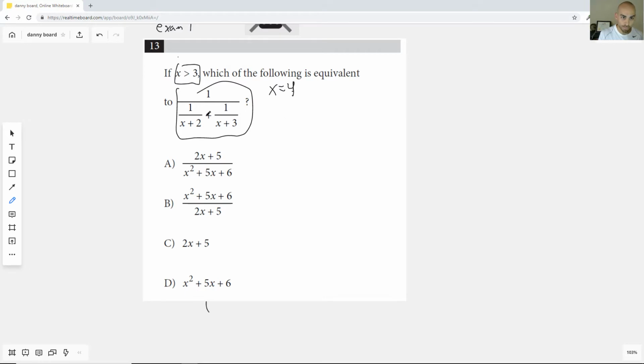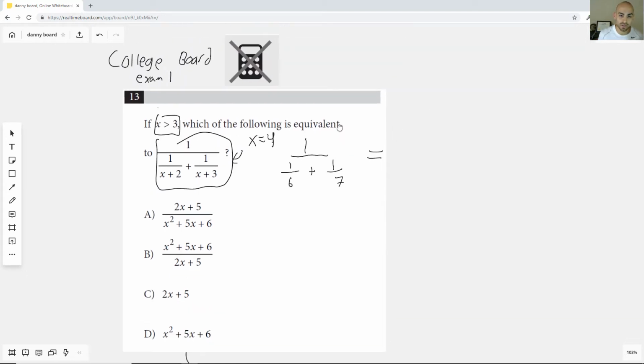And what we're going to do is we're going to plug it into this equation right here. So 1 over 1 over x plus 2. X is 4, so that's going to be 6. Plus 1 over x plus 3. Well, x equals 4, so we can say that that's 7. And ultimately, we want to start thinking about being a little bit more efficient here because we don't have a calculator. This is the no calculator section.